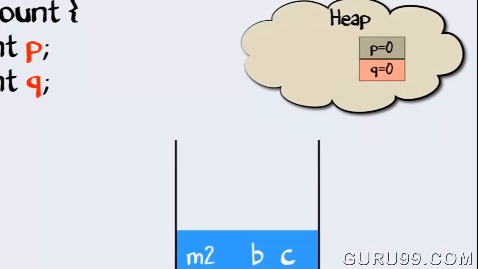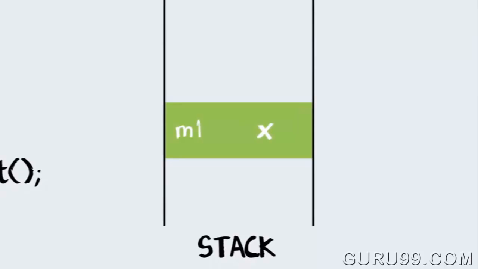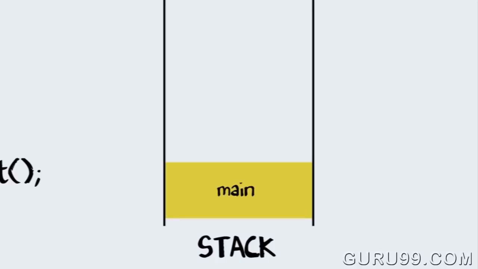Once M2 has completed its execution, it will be popped out of the stack, and all its variables will be flushed, and it will no longer be available for use. Likewise for method M1. Eventually, the flow of control will return to the start point of the program, which usually is the main method.